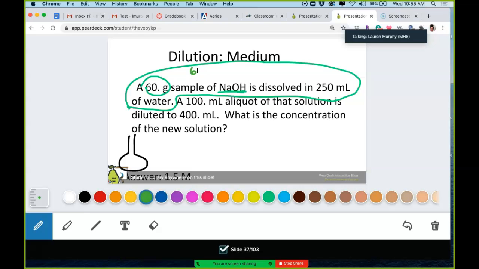So 60 grams of NaOH, and sodium hydroxide is 40 grams per 1 mole. Okay. This ends up being what? 1.5 moles into 0.250 liters, right? Molarity equals moles per liter.